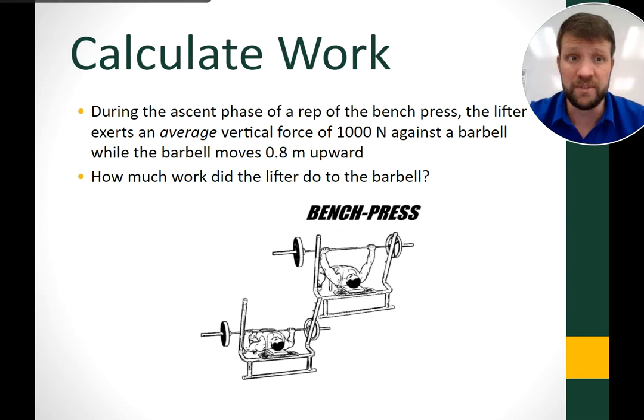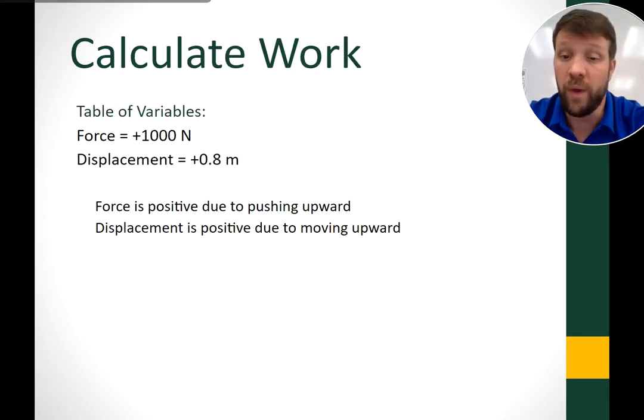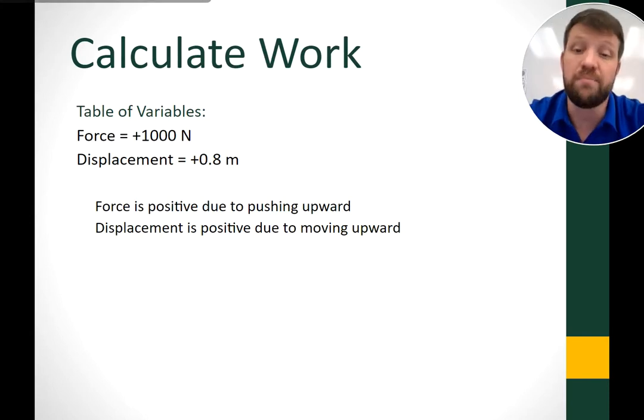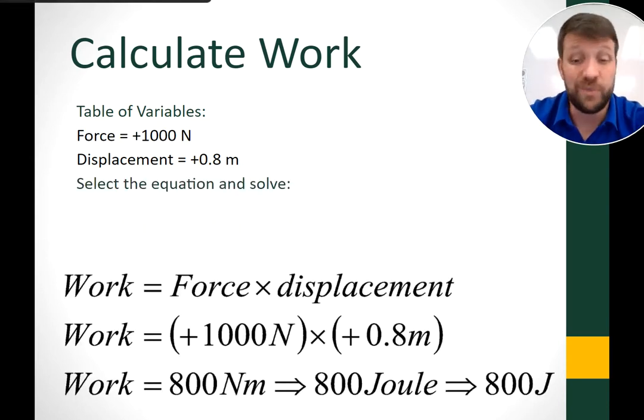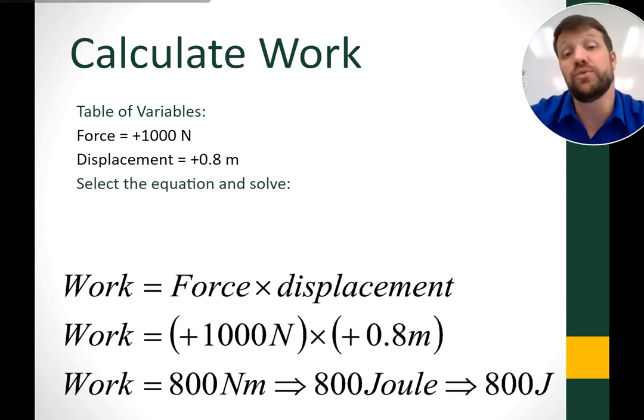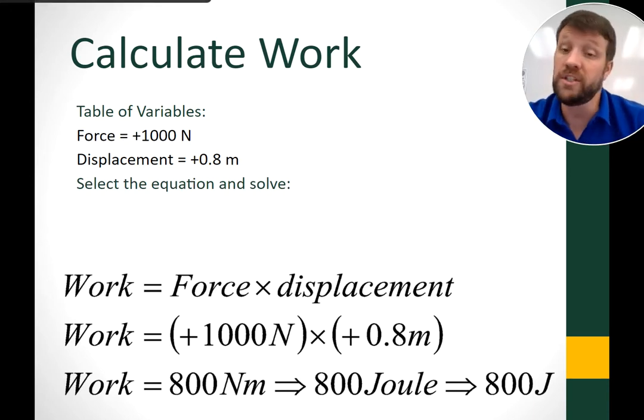Okay, and we've got force times the distance, so this seems pretty obvious probably right away, right? The force is positive due to pushing upwards. The displacement is positive due to moving upwards. So we have both positive numbers. They're both moving in the upwards positive direction. So we're going to multiply our positive 1,000 newtons by positive 0.8 meters and get 800 joules of work being done for one bench press.